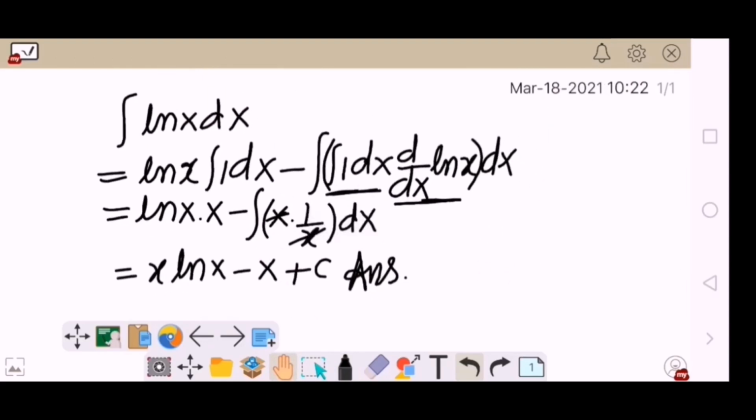One function is natural log of x, whose direct integration is not there. We consider 1 in product with it, and then we integrate it using the by parts formula.